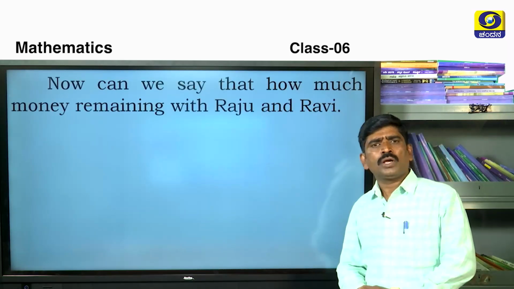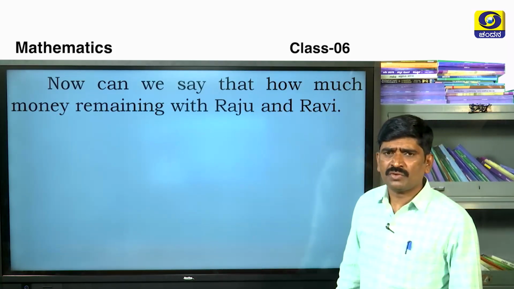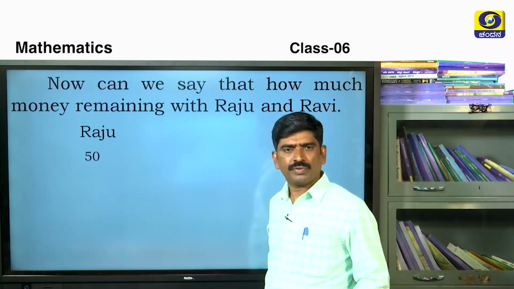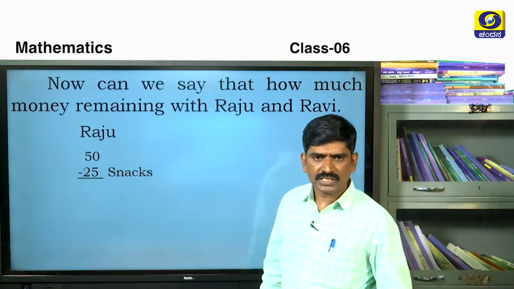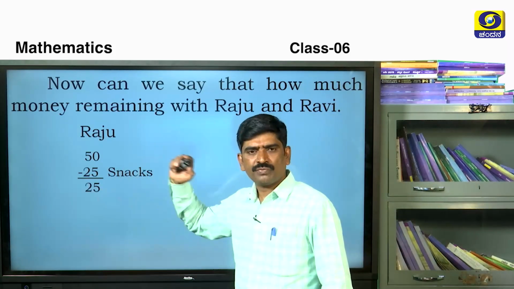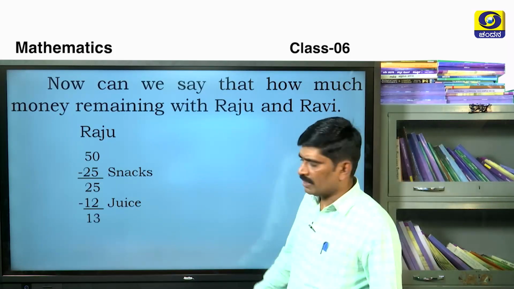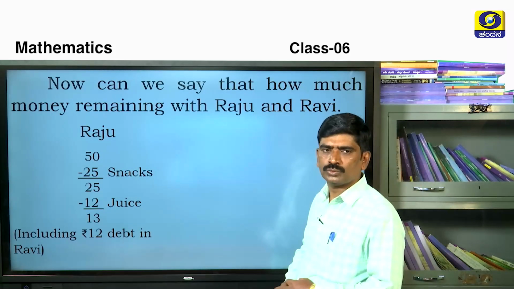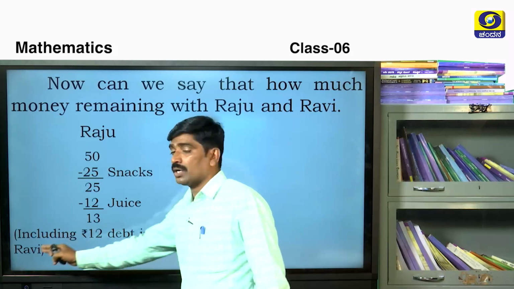Now can we say how much money is remaining with Raju or Ravi? Let us check. Raju has 50 rupees. He spends 25 rupees on snacks. What is remaining? 25 remains. Then 12 rupees for juice. Then what is remaining? 13 rupees remain with Raju, plus the 12 rupees debt from Ravi.